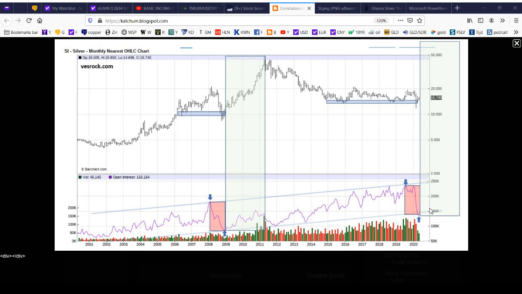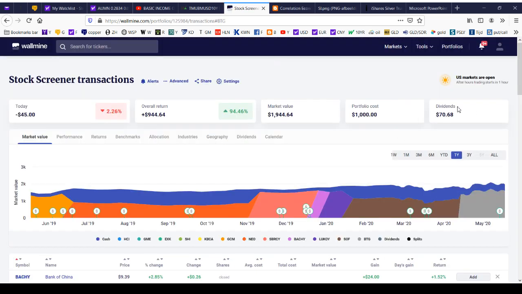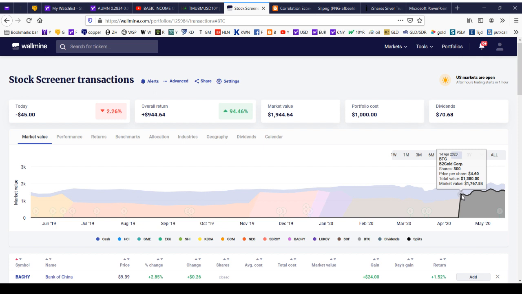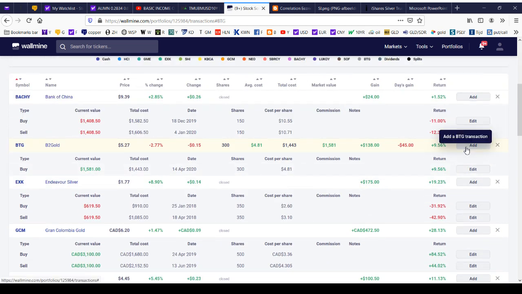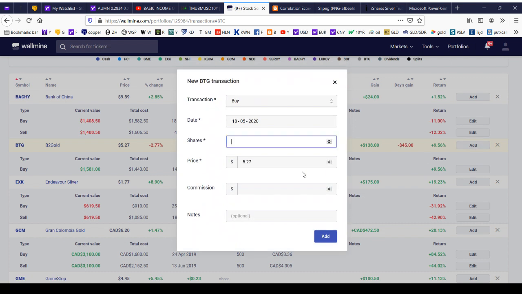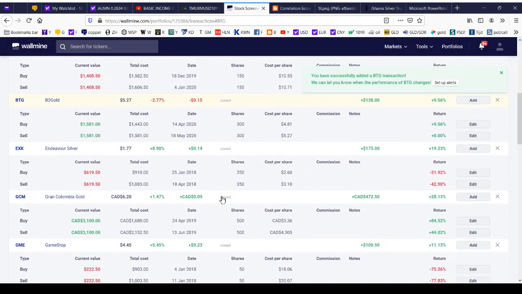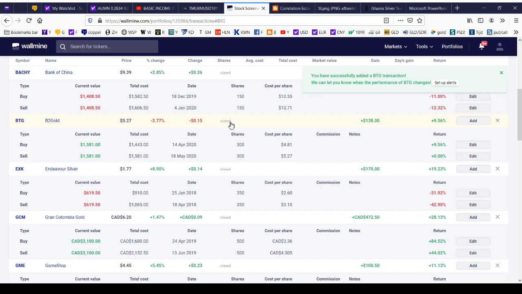So last time we had bought B2 Gold. B2 Gold was at $4.6 and it has risen to $5.4. So we have made a lot of profit, almost a 100% return. And we are going to sell this now. 300 shares. So we have sold B2 Gold, closed.